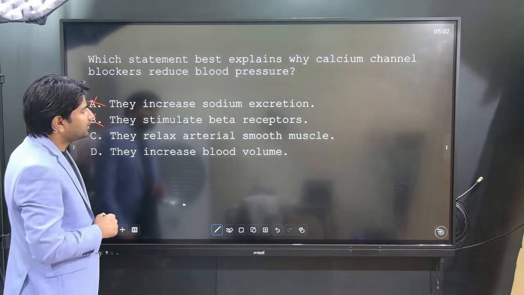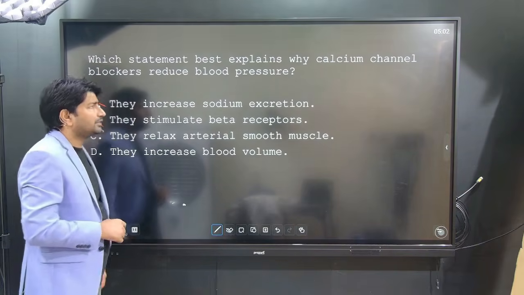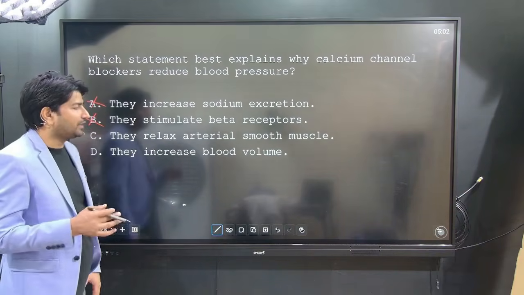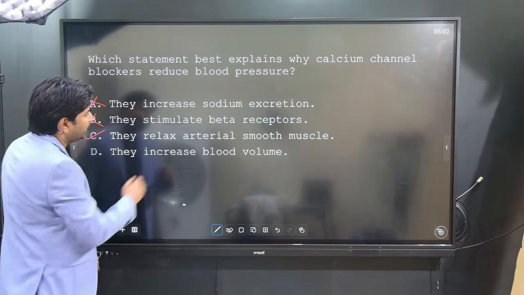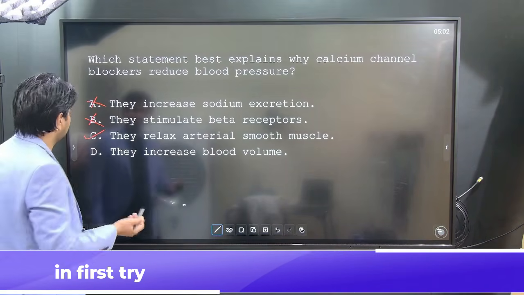They relax arterial smooth muscle. Yes, they relax the smooth muscles of the arteries by blocking the calcium channel. So this is the correct one. They increase blood volume. They do not increase blood volume.